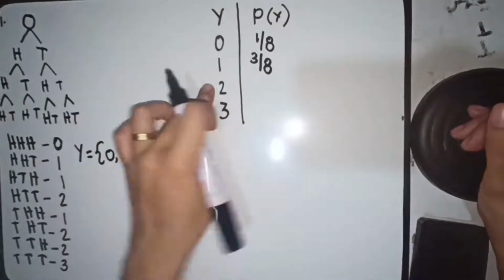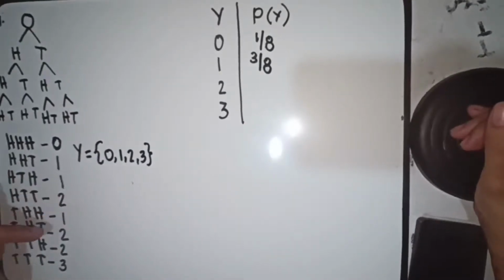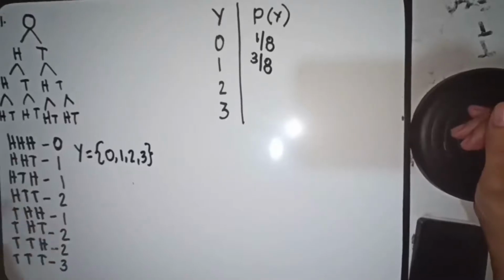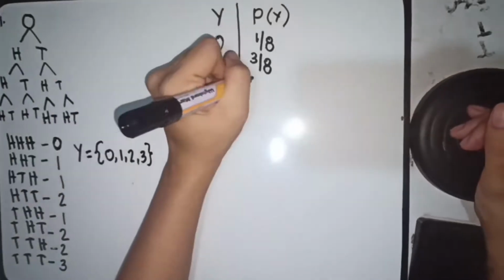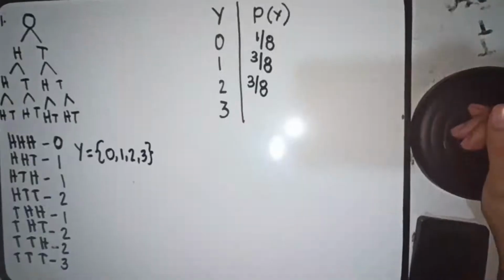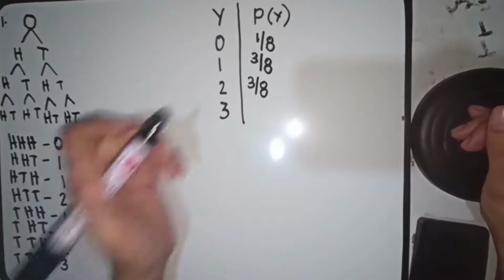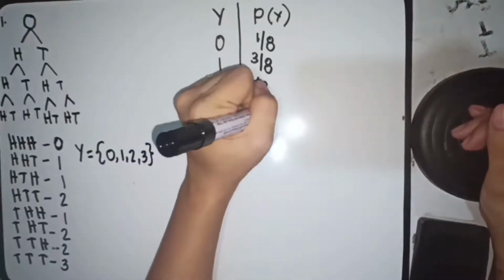For 2, we have 1, 2, and 3. So, three times. So, we have 3 out of 8. Okay, next, we have 3. It appears only once. So, therefore, we have 1 out of 8.